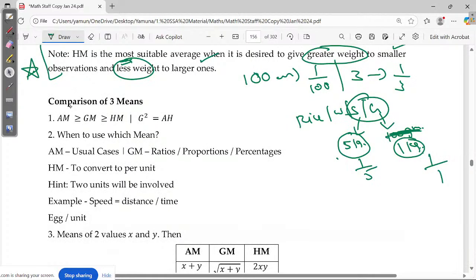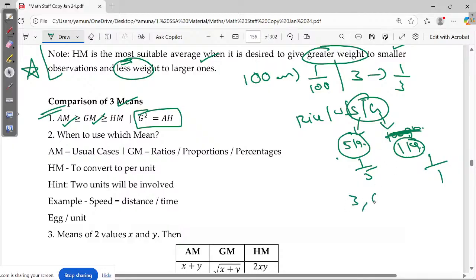Shall I go for the next content? Comparison of the three means. Arithmetic mean will be greater than or equal to geometric mean, which is greater than or equal to harmonic mean. Is it okay? This one we have done? I don't think so. This one we have not done. Check the first problem.